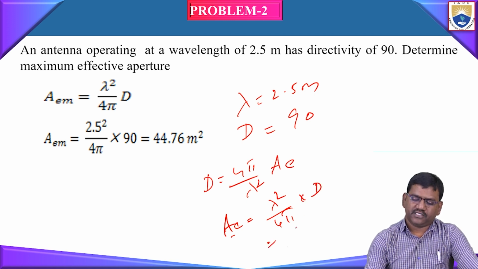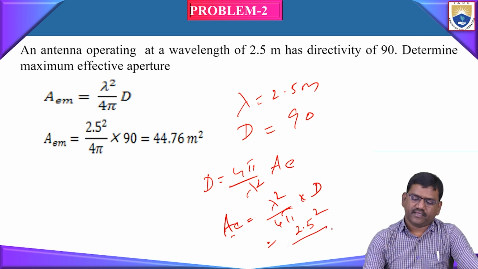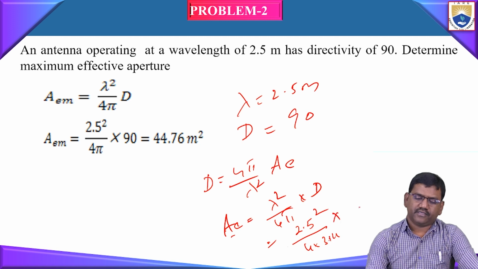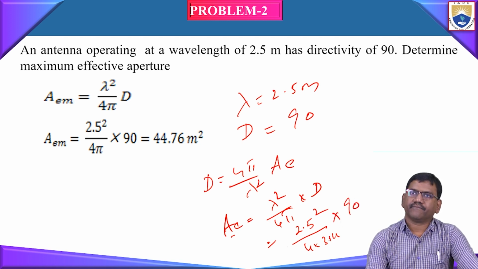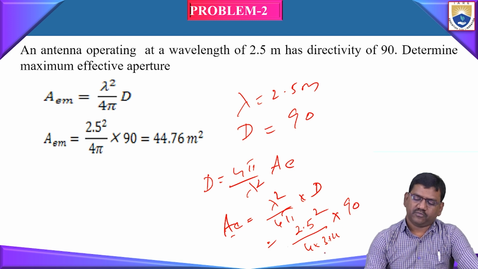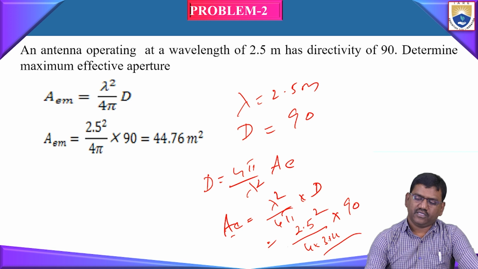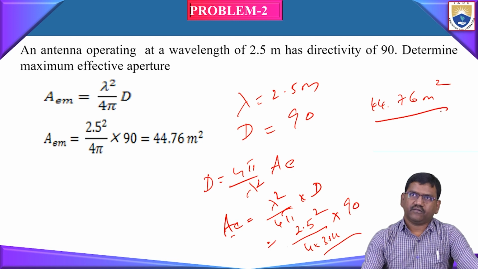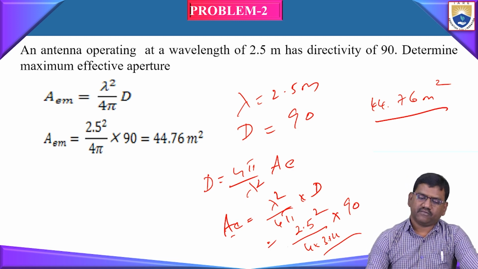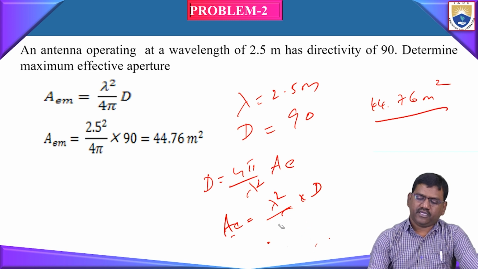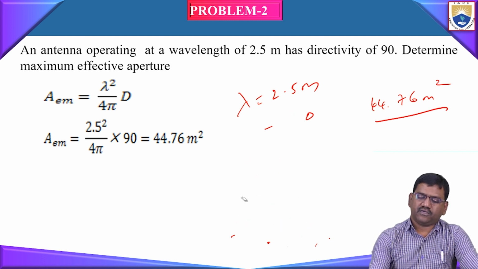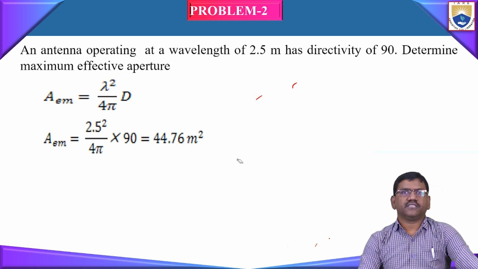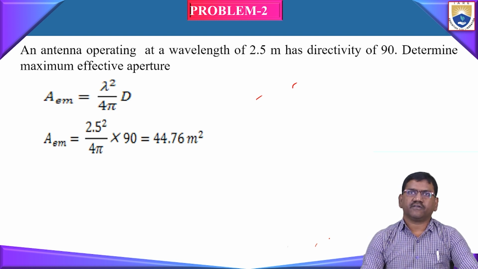Here lambda is 2.5, so AE is equal to 2.5 square by 4 into 3.14 into D. What is the D value? 90. If you simplify, you get 2.5 square into 90 by 4 into 3.14, which is 44.76 meter square. So this is a simple problem based upon the effective aperture of an antenna. To solve it, we need to know the relationship between the directivity and the effective aperture: D is equal to 4 pi by lambda square into AE.